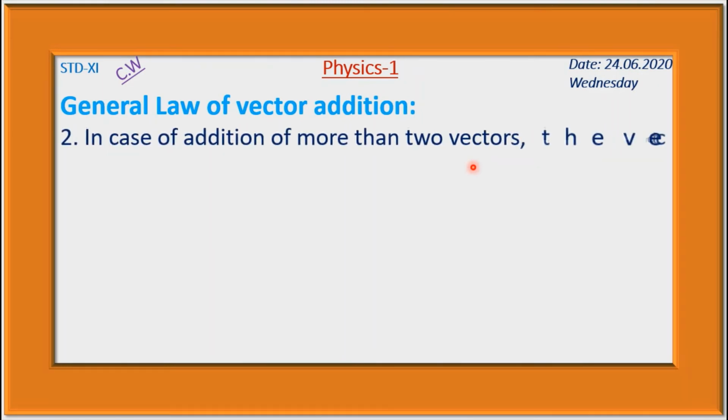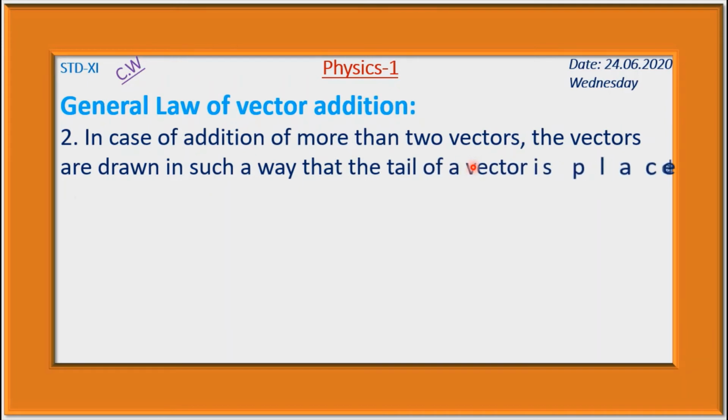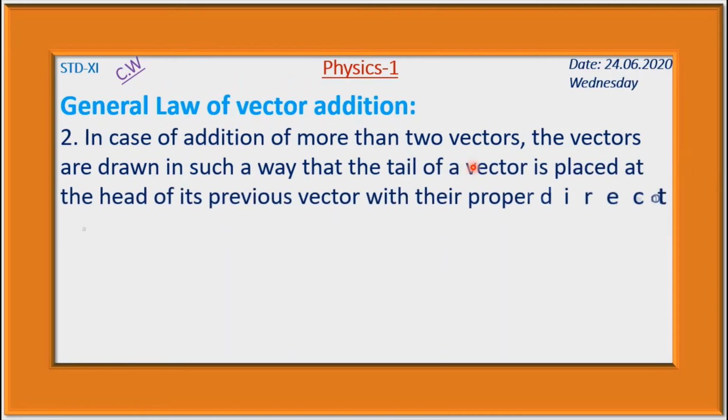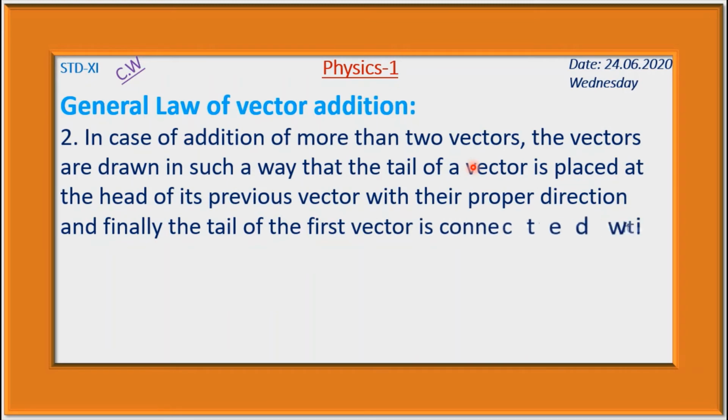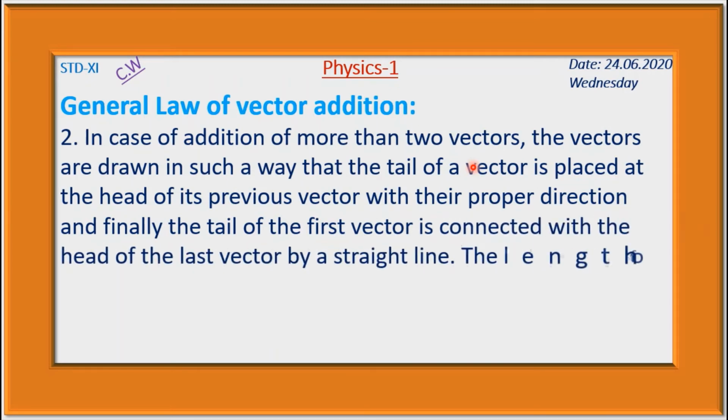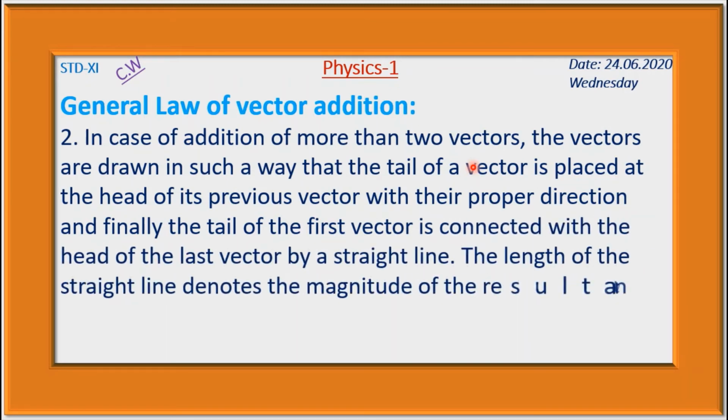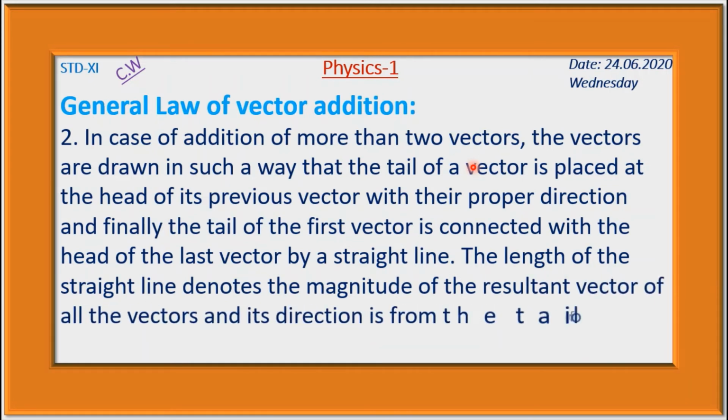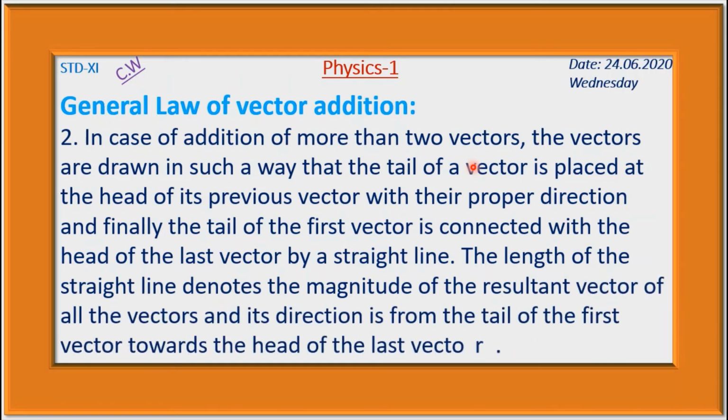Two. In case of addition of more than two vectors, the vectors are drawn in such a way that the tail of a vector is placed at the head of its previous vector with their proper direction, and finally the tail of the first vector is connected with the head of the last vector by a straight line. The length of the straight line denotes the magnitude of the resultant vector of all the vectors, and its direction is from the tail of the first vector towards the head of the last vector.